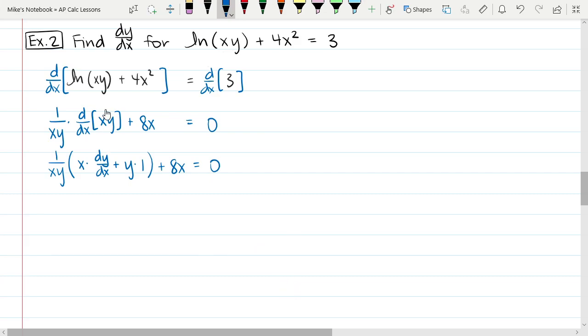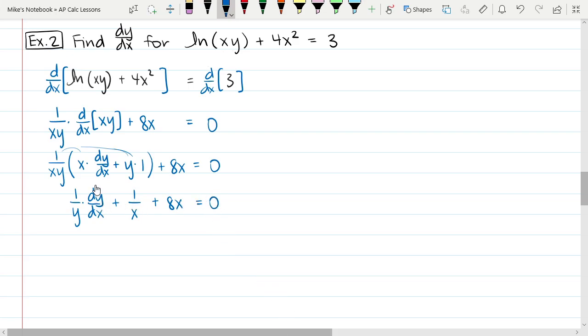All right, so now I need to distribute this 1 over xy into the parentheses, into each term. So that's going to become, now 1 over xy times x, those x's are going to cancel out. And I'm just going to get 1 over y times dy/dx plus, and then 1 over xy times y, those y's are going to cancel out. And I'm just going to get this 1 over x, and then plus 8x equals 0.